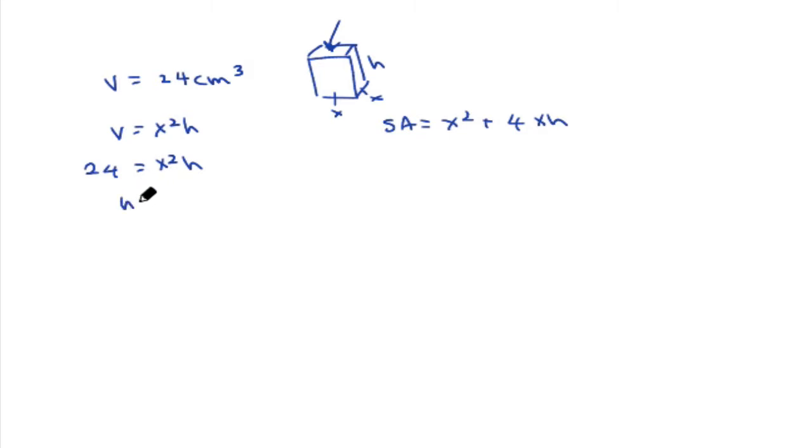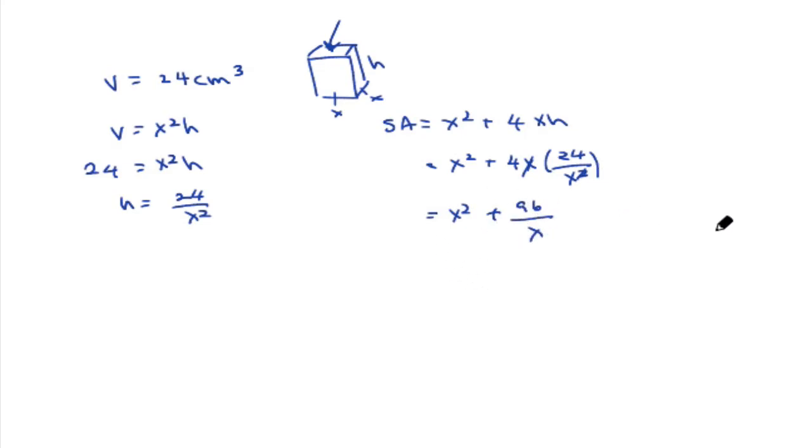So divide both sides by x squared, and we get 24 over x squared. So let's plug that in here. We get x squared plus 4x times 24 over x squared. And we see that these will simplify. So we have 4 times 24, which is 96, divided by an x at the bottom.